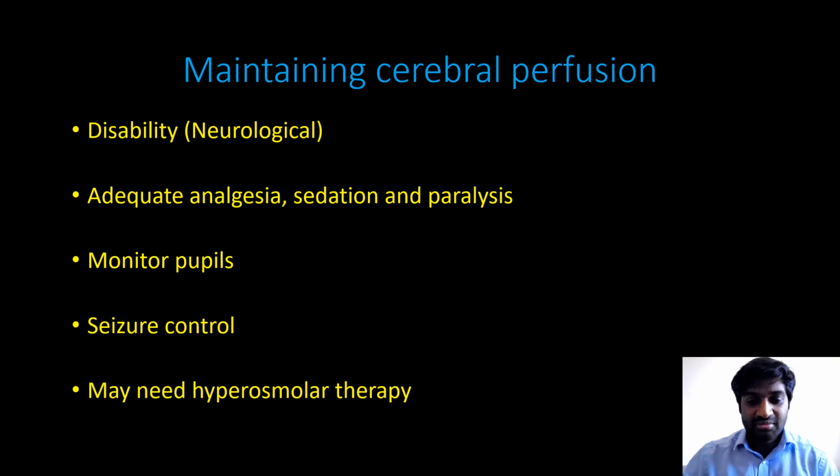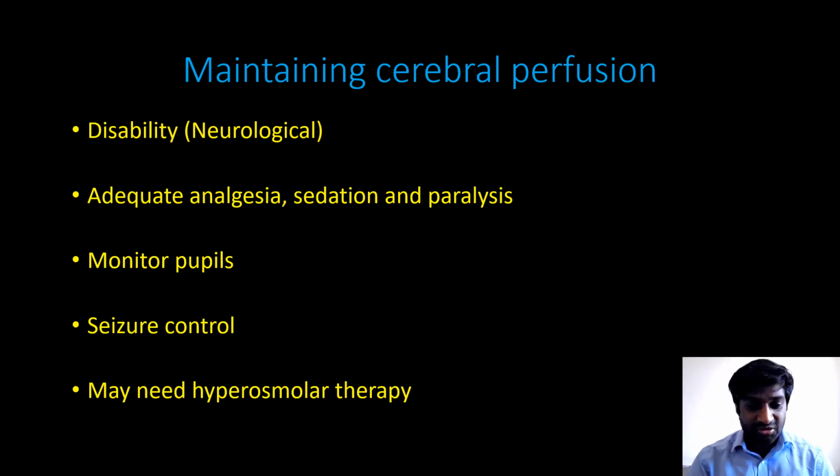In terms of monitoring disability or neurological parameters, always maintain adequate analgesia, sedation, and paralysis if you need to. A patient under light anaesthesia, or those that are coughing or moving, will increase intracranial pressure by increasing cerebral blood flow, and decrease oxygen and increase oxygen consumption.